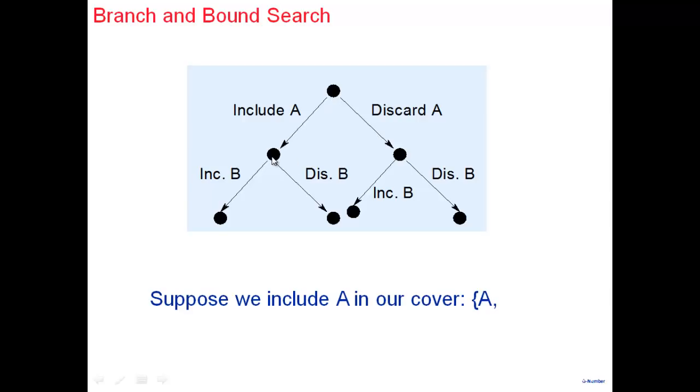Then at the next point, if I go along this particular branch, I will say include B or discard B. And then like that, I will keep on going. But you can see, as the number of terms increases, the search becomes very difficult. But suppose we do say include A. Let's say we go along this particular path, include A.